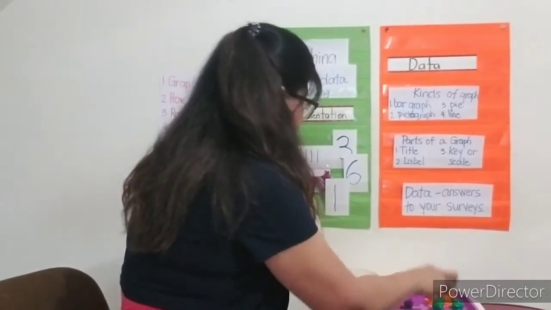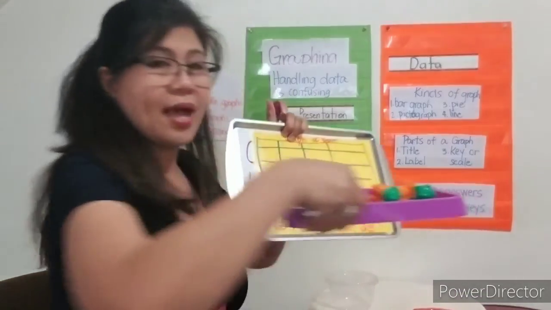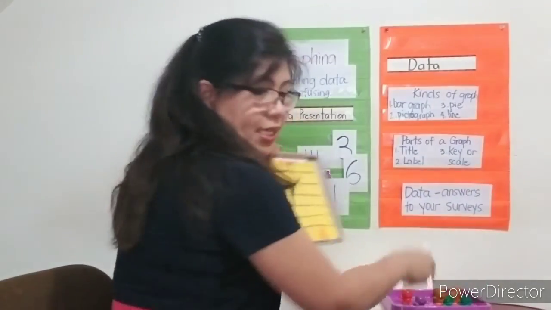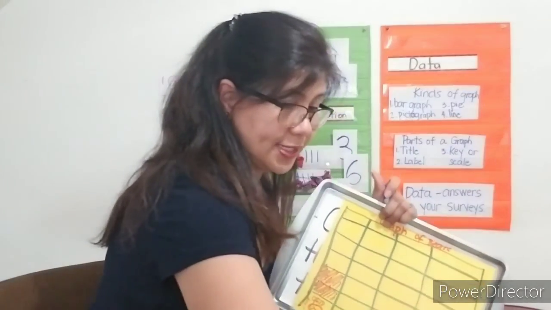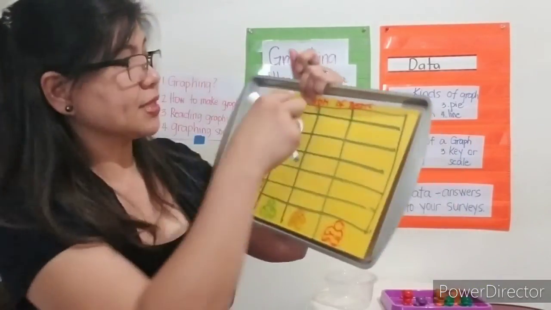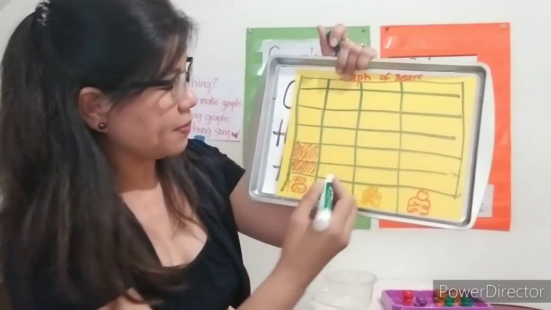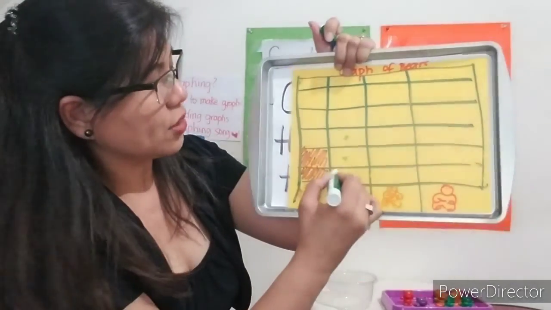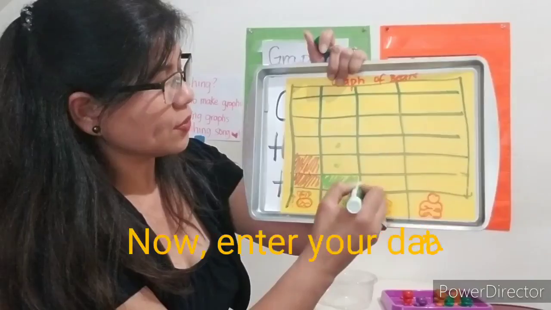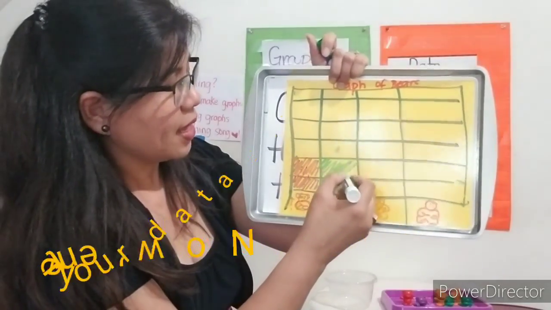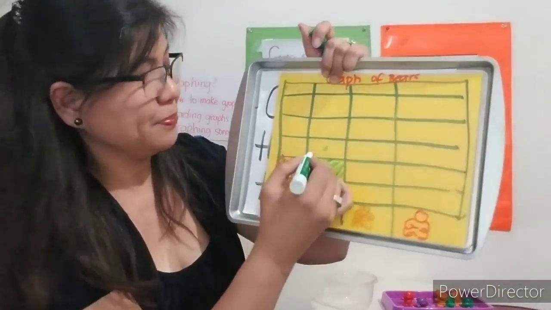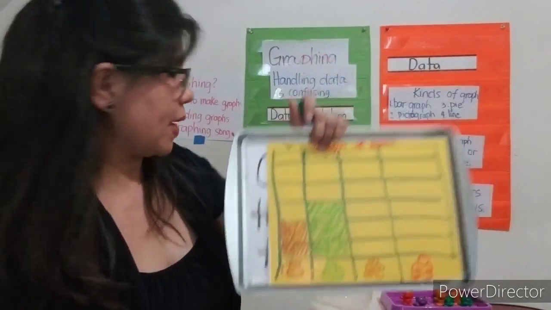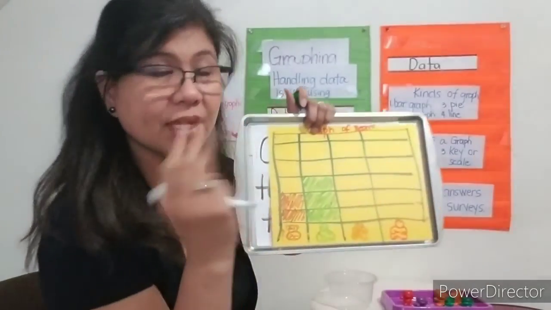Okay, how many green bears do I have here? Count with me. 1, 2, 3. So let's color how many boxes. Should we start from the top or from the bottom? From the bottom. So I'll mark it off. 1, 2, 3. There you go. So I will color this one up. I'm making it really fast to save some time. So I have 3 boxes because we counted 3 green bears.